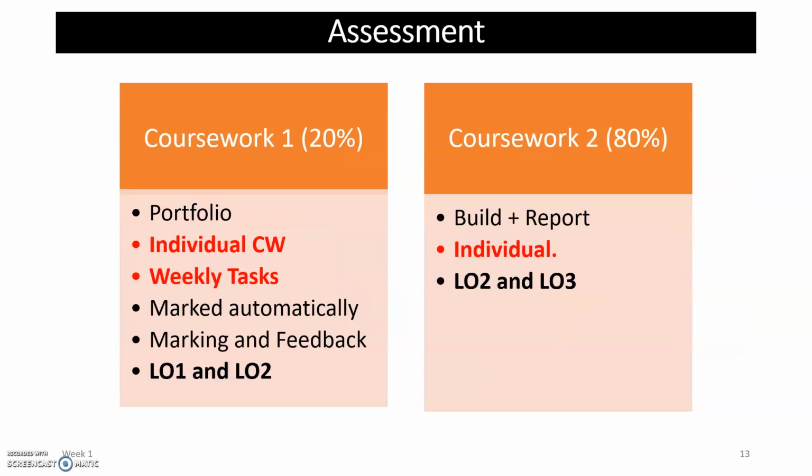Then the assessment, there will be 2 assessments given for this module, and it is called as coursework 1 and coursework 2. Coursework 1, the weightage is 20%. Coursework 2, the weightage is 80%. It is portfolio based task. You will work on the task individually. You will submit the task through Blackboard on a weekly basis. Auto marking will be applied and marks and feedback will be shared. In this, learning outcome 1 and learning outcome 2 will be shared. Here you will develop a build and you will prepare a report. It is individual coursework. You will work independently, and in this, learning outcome 2 and 3 will be assessed.